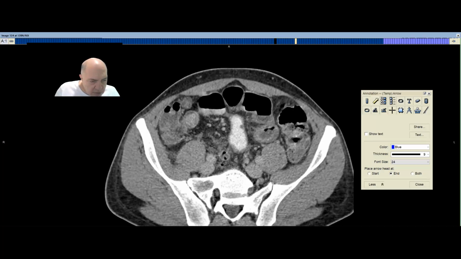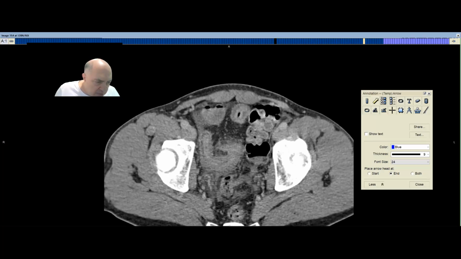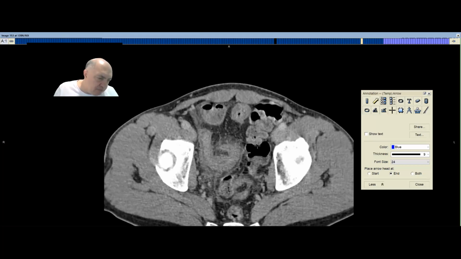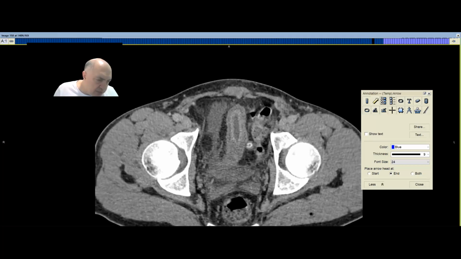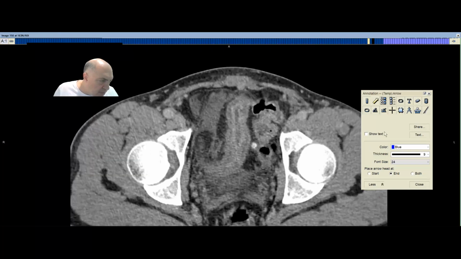cecum, is quite thick-walled. So we have a stricture and inflammation of the terminal ileum. So we could make that a bit bigger there. That's the terminal ileum there, quite a long stricture. And you can see how thick the wall of the terminal ileum is there.